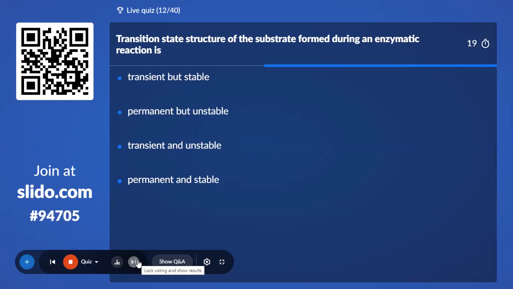So option number 1, transient but stable. Option B, permanent but unstable. Option C, transient but unstable. Option D, permanent and stable. Read the question clearly. I think most of you must give the wrong answer for this question. I would like to give the leaderboard after this question in order to identify whoever gives the wrong answer.